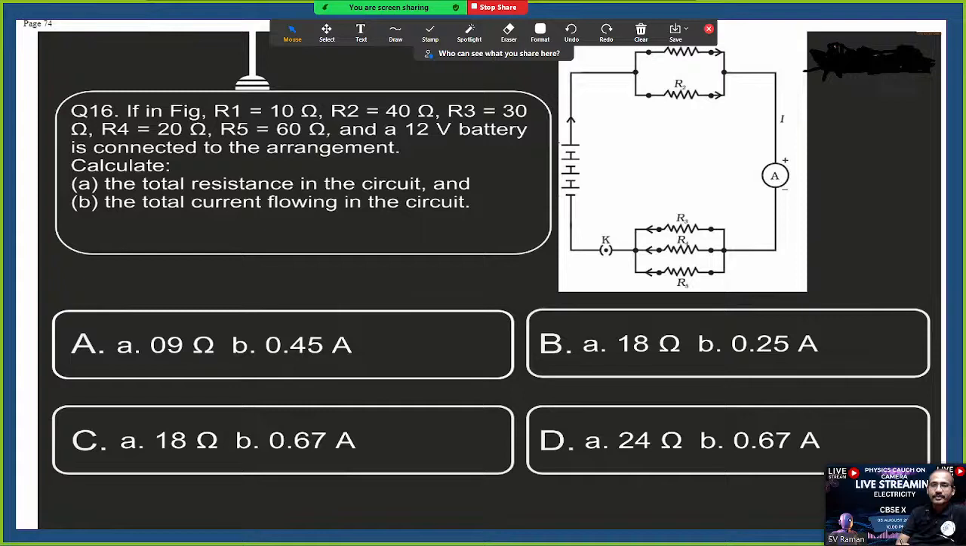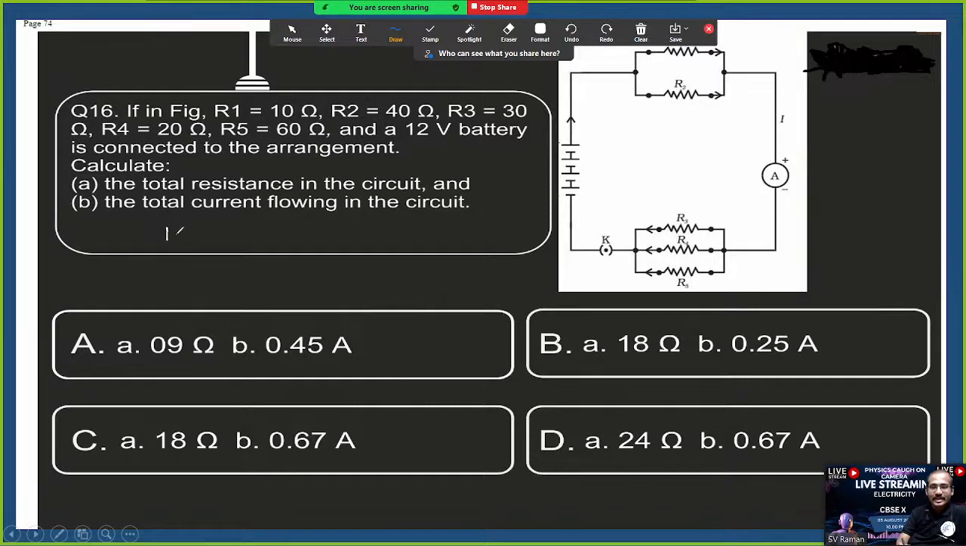As simple, the battery is connected to the above two resistors R1 and R2, which are in parallel. And the down ones R3, R4, R5 are also in parallel. Now this parallel total resultant resistance is connected in series with the down parallel resistance. Clear? The top parallel resistance we can do.